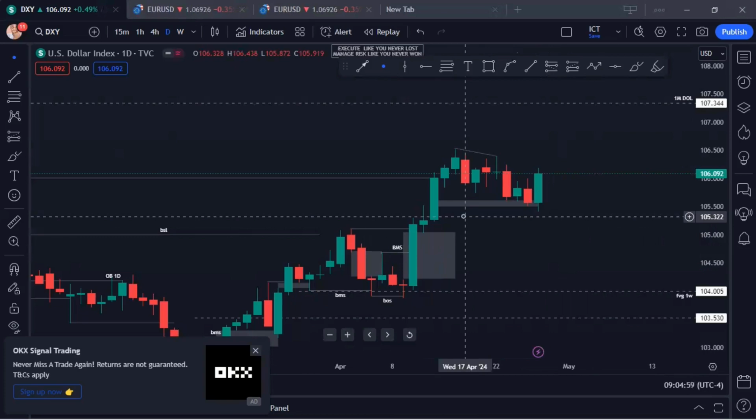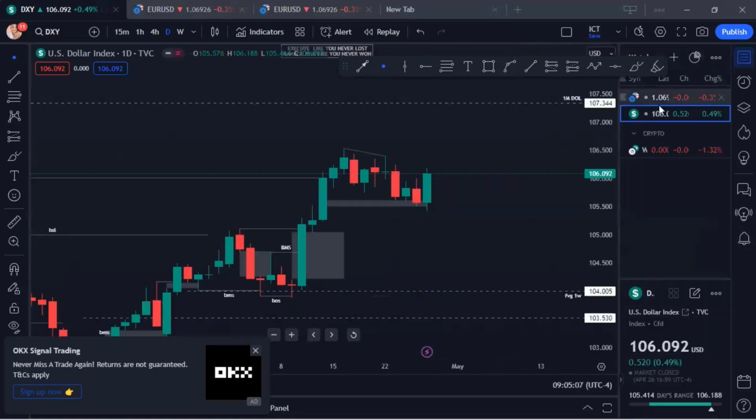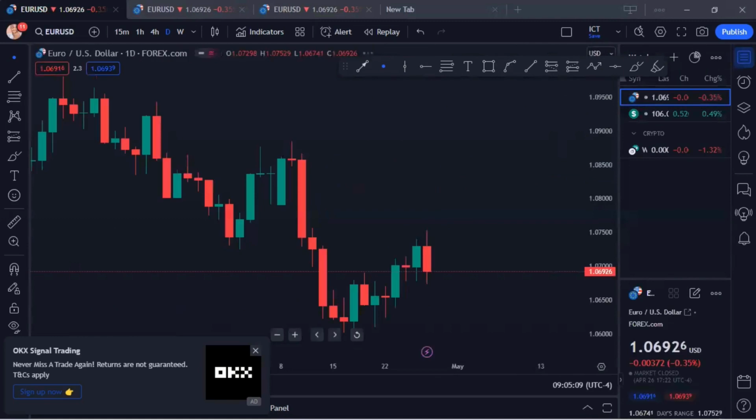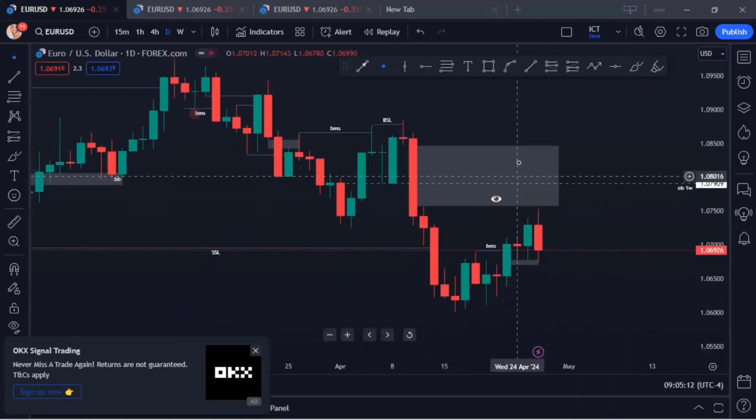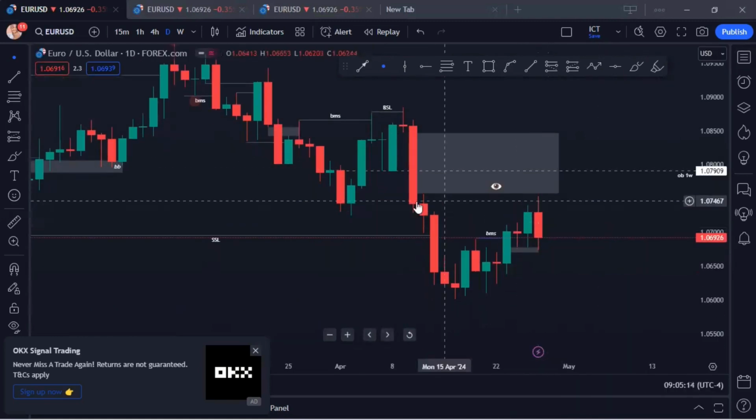I'm expecting the same thing I'm expecting on the XY, but I'll be expecting the opposite on EURUSD. So let's check out EURUSD. On EURUSD, the same narrative, just opposite direction.